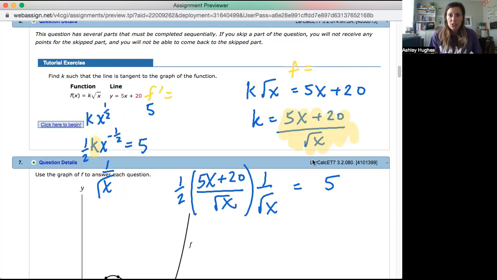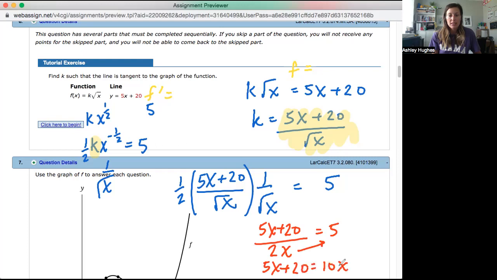So let me change my color so you can see better. So I got 1 times 5x plus 20 times 1, so that's just 5x plus 20. On the bottom, I have 2 times the square root of x times the square root of x, and that would just be x equals 5. So I can cross multiply that over there. 5x plus 20 equals 10x. Subtract the 5x, so I get 20 equals 5x, so x equals 4.